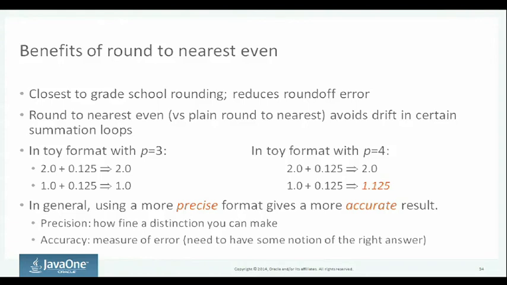If we look at the other format where we increase the precision, 2 and 1/8 still rounds to 2. However, 1 plus 1/8, we don't get 1 back, we get 1 1/8, the exact answer. So this is a particular instance of a more general thing we see, where when we use a more precise format, we get a more accurate answer. Now, precision is a measure of how fine a distinction you can make, while accuracy is a measure of error. So to measure error, you have to have some notion of what the right answer is. And generally, using precision means you reduce your error as well, but they are separate concepts.